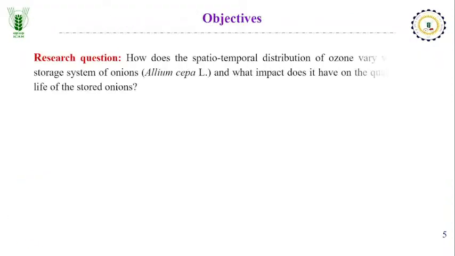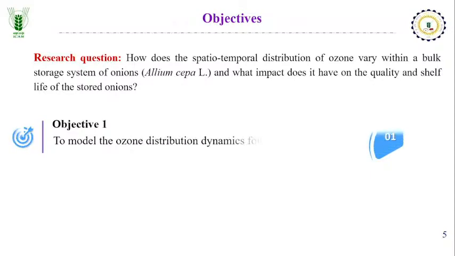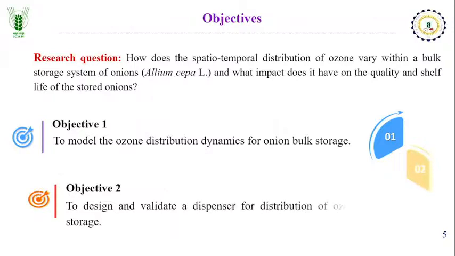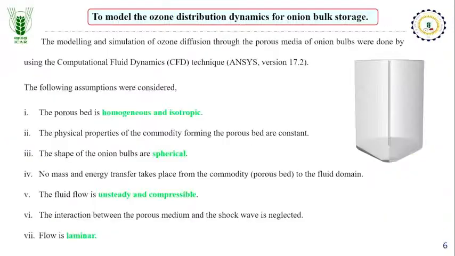So considering all this, we devised our study into two objectives. First one, to model the ozone dynamics for onion bulk storage, and second one, to design and validate a dispenser for distribution of ozone in bulk storage.